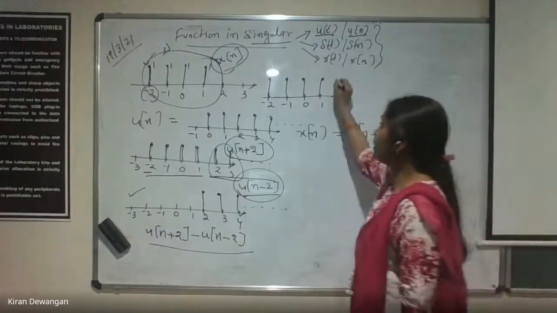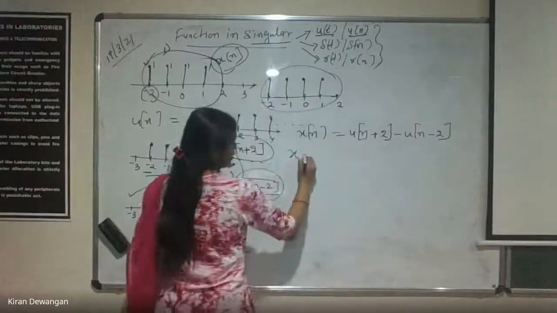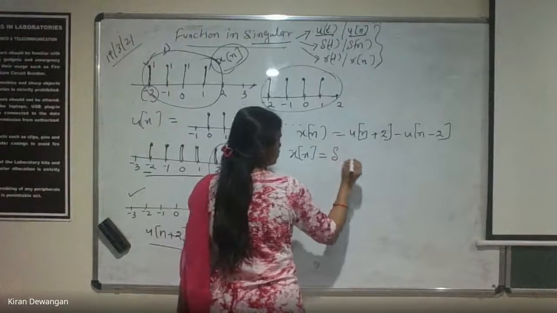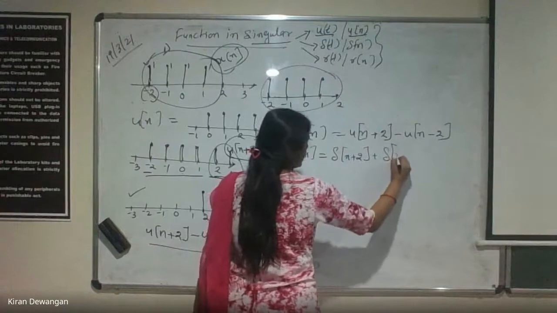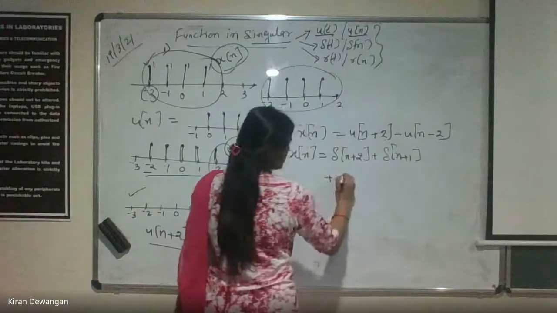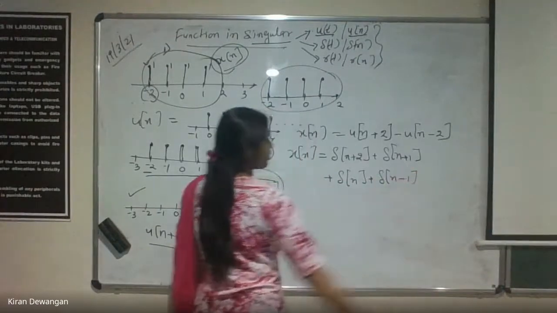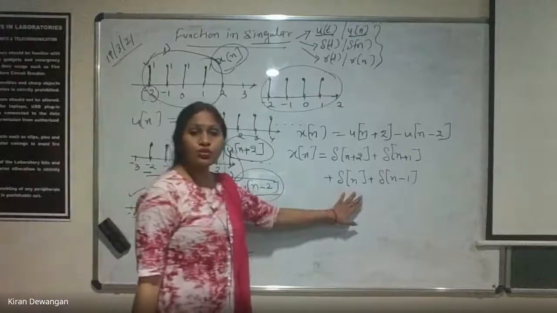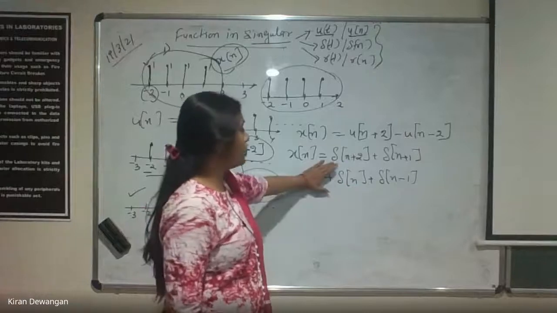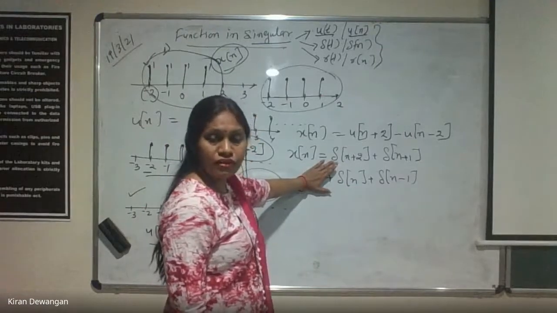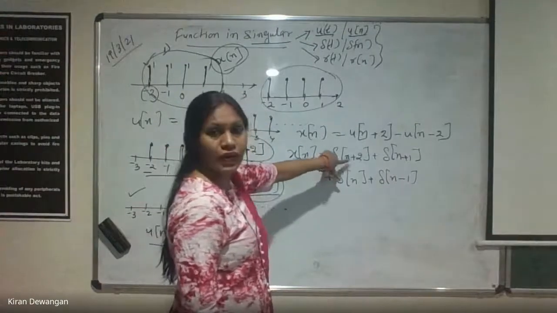Now this can even be written in terms of del n. How can we write in terms of del n? Xn equals to del n plus 2 plus del n plus 1 plus del n plus del n minus 1. Now since del n exists only at n equals to 0, the del of n plus 2 will have the value at n equals to minus 2.